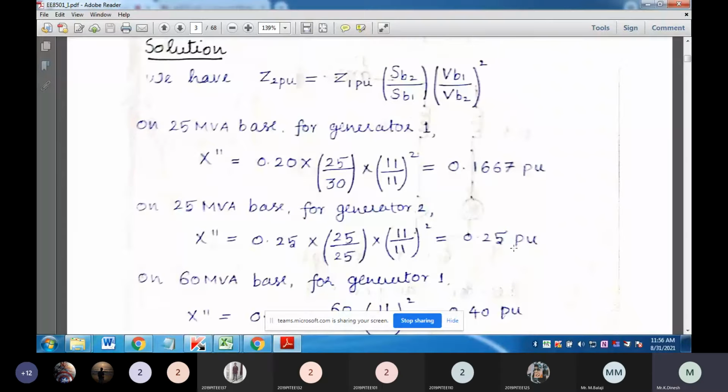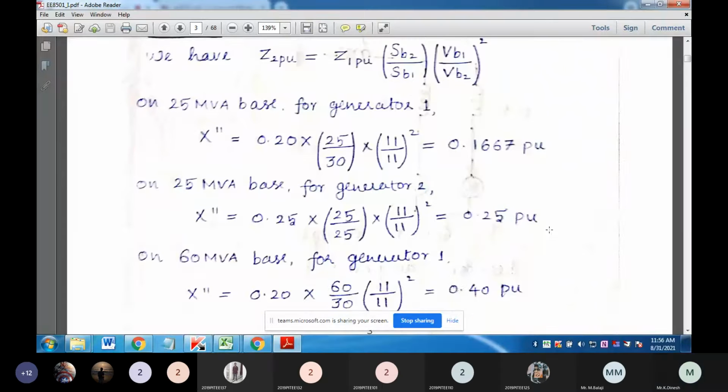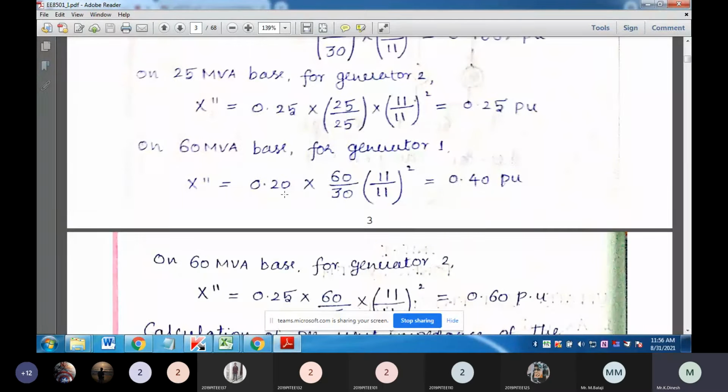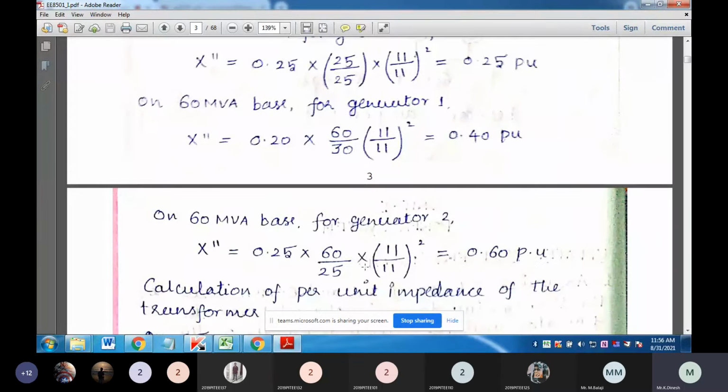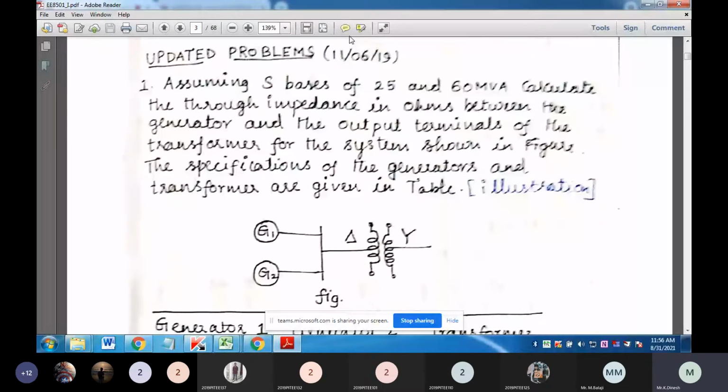Next is on 60 MVA base. For generator 1, I am using X double dash as 0.20 into 60 by 30 into 11 by 11. Next is 0.25 into 60 by 25, with 11 by 11 the whole square. So you get 0.40 and 0.60. Here they are mentioning that, assuming bases 25 MVA and 60 MVA. So for both generators 1 and 2, I am using 25 as well as 60.